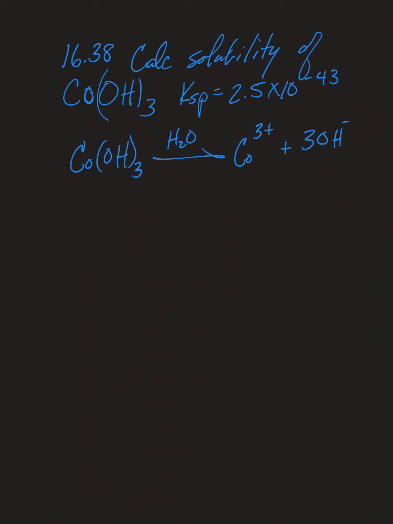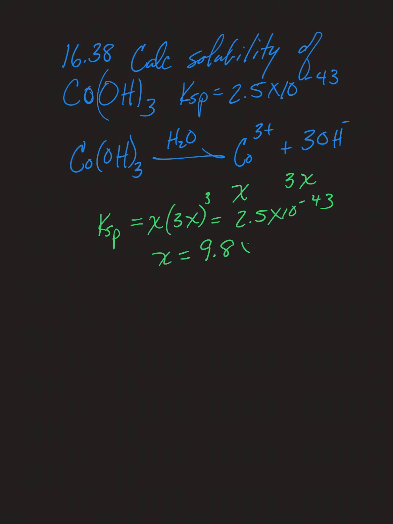Now, if we treated this just like a normal problem, we would have X and 3X, and so we would have X times 3X cubed equals the KSP. KSP in this case is 2.5 times 10 to the negative 43rd. And if we solve this out for X, we would end up with 9.8 times 10 to the negative 12th.